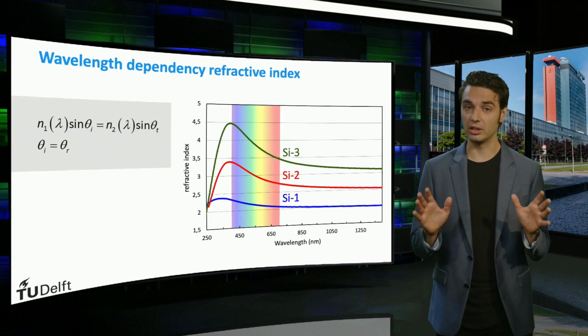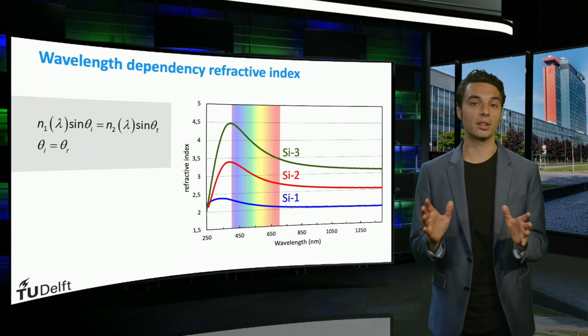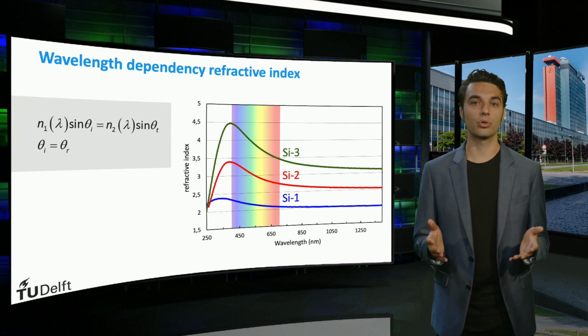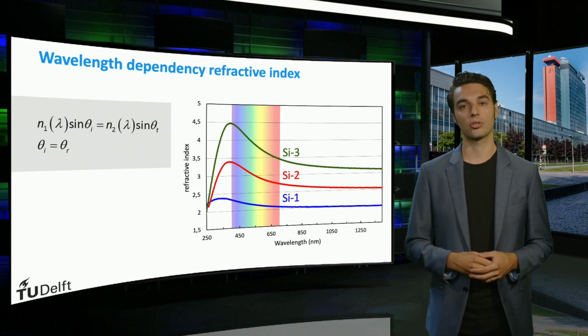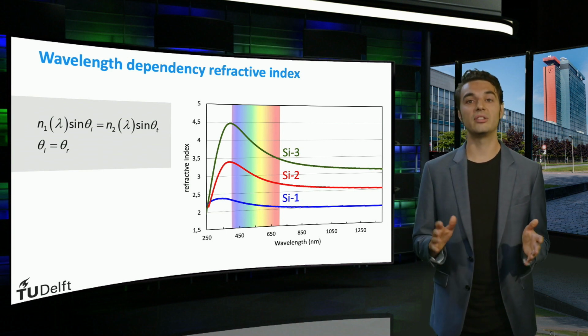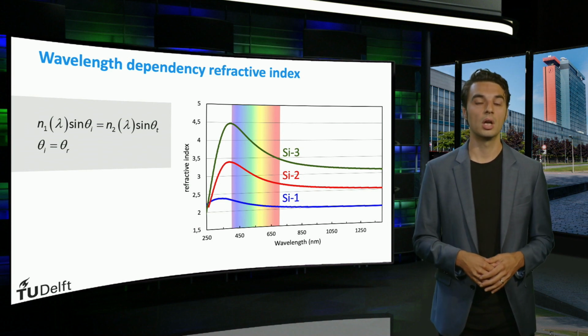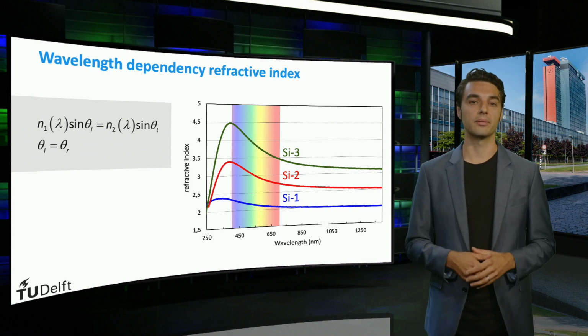So far, for convenience's sake, we have ignored the fact that the refractive index of a material is wavelength dependent. The critical angles on the previous slide, for example, have been calculated at a wavelength of 500 nanometers. The critical angle will be different at a wavelength of, for instance, 900 nanometers. We should therefore formulate Snell's law a bit more rigorously.